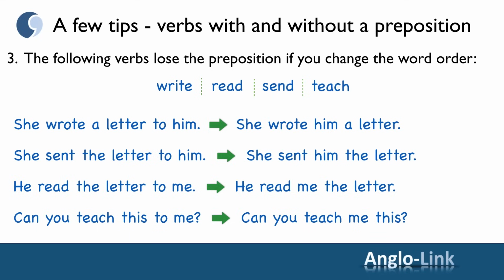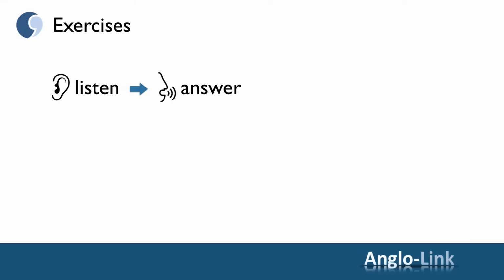So, although these tips are useful, the real key to assimilation is oral repetition. So let's move on to the most important part of the lesson, which is the exercises. This is how you're going to do them. You're going to hear a sentence with a gap. You're going to complete it with an appropriate preposition, if necessary. And then you're going to hear the correct sentence and repeat the correct sentence.